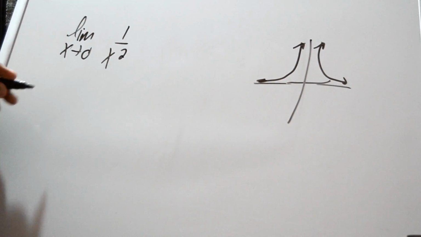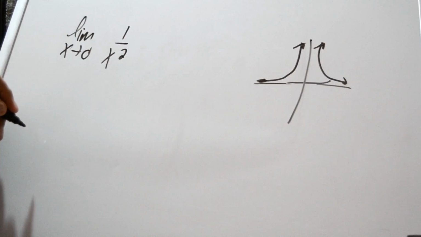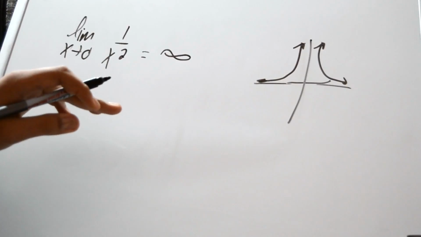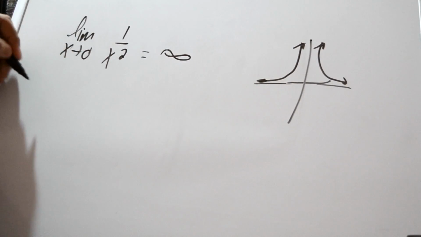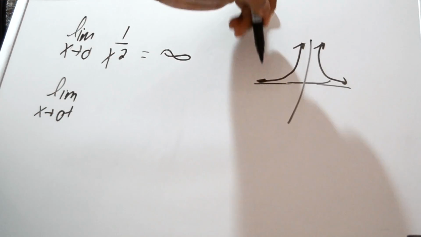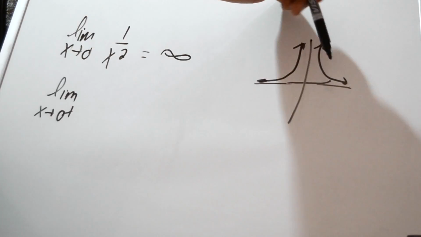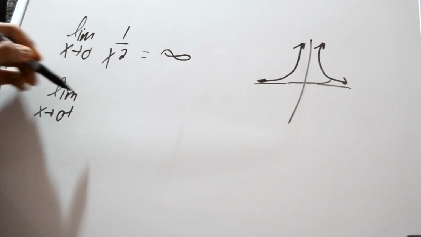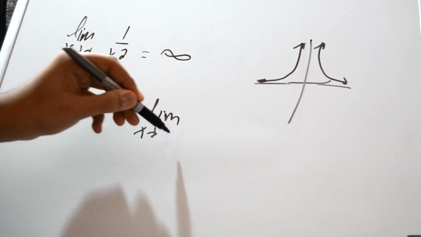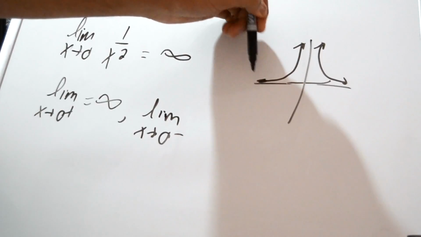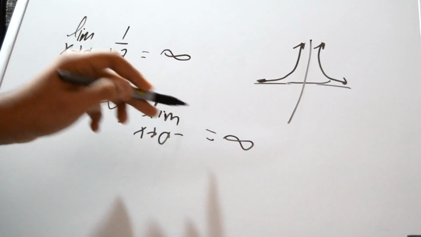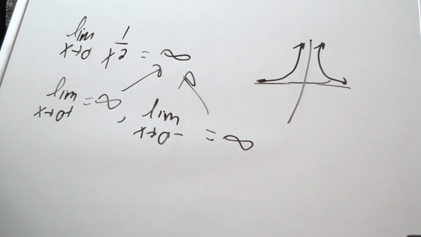And what we can confirm here is the answer is infinity, because as we approach from the left and right hand side, so the limit as x approaches from the right hand side, since it's positive, from this side it's going up to infinity. And the limit as x approaches from the negative side, it goes to infinity as well. So both left and right hand sides are equal. That's why they both are infinity.